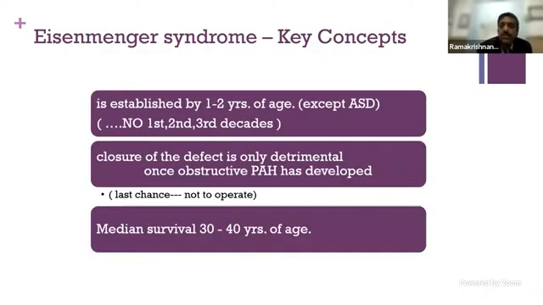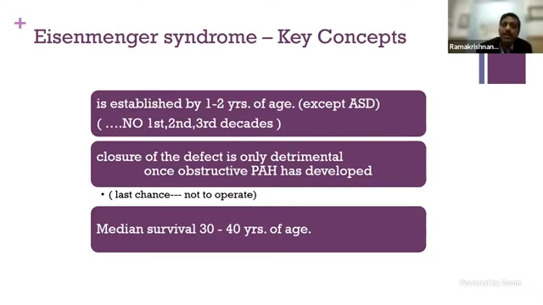One more important thing that we have to understand is that closure of the defect is detrimental only when obstructive PH has developed. Often I find people who are not in the field, who are not taking operability decisions day in and day out, tend to give a chance. If a patient is borderline, we give it a chance. No, it should be the other way around. Why? I will tell you.